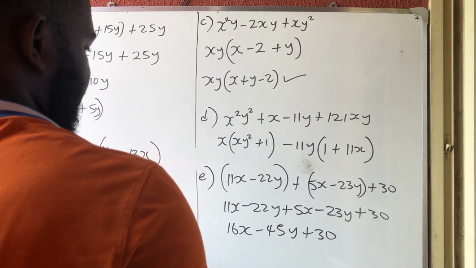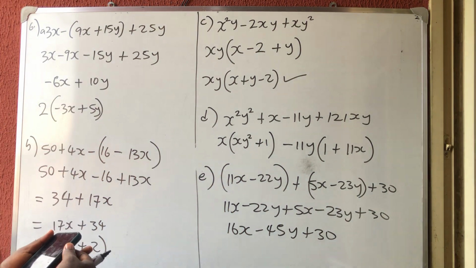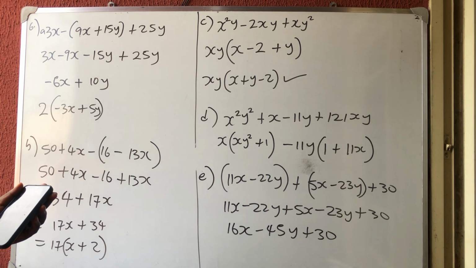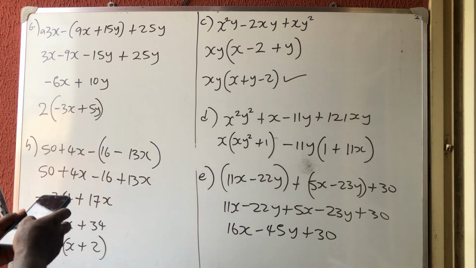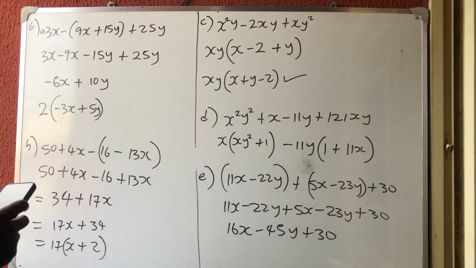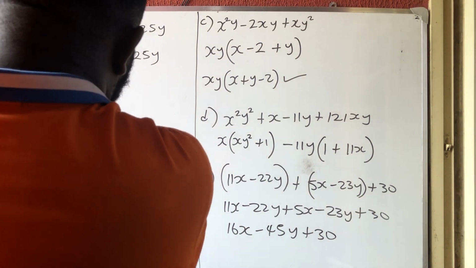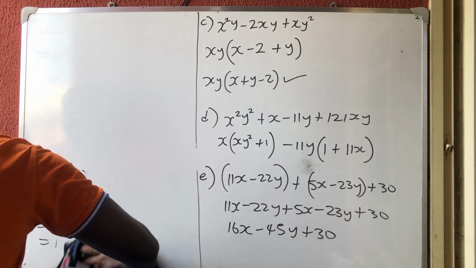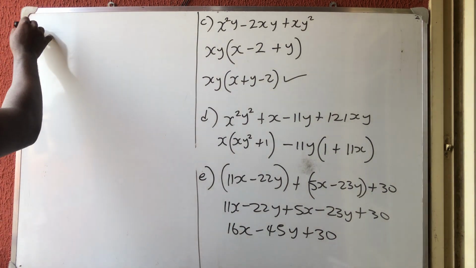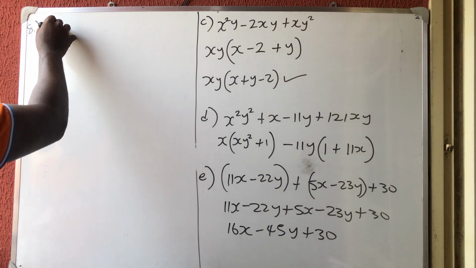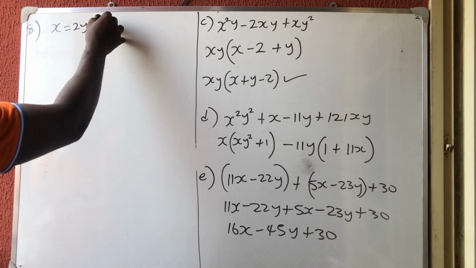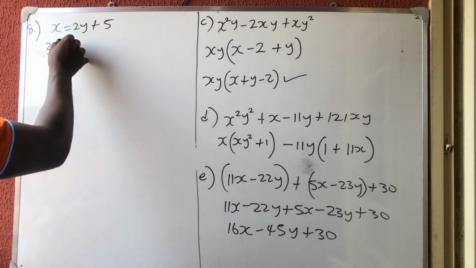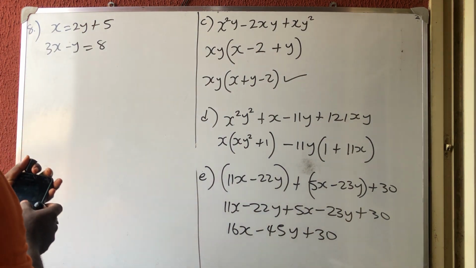Okay, do they have anything in common? They don't have anything in common. So that is just that. So let's go to the next one, number 8. Okay, number 8 is simultaneous equation, and you can watch my video on simultaneous equation and solve that. So number 8 says x is equal to 2y plus 5 and 3x minus y is equal to 8. Okay, that is for number 8.